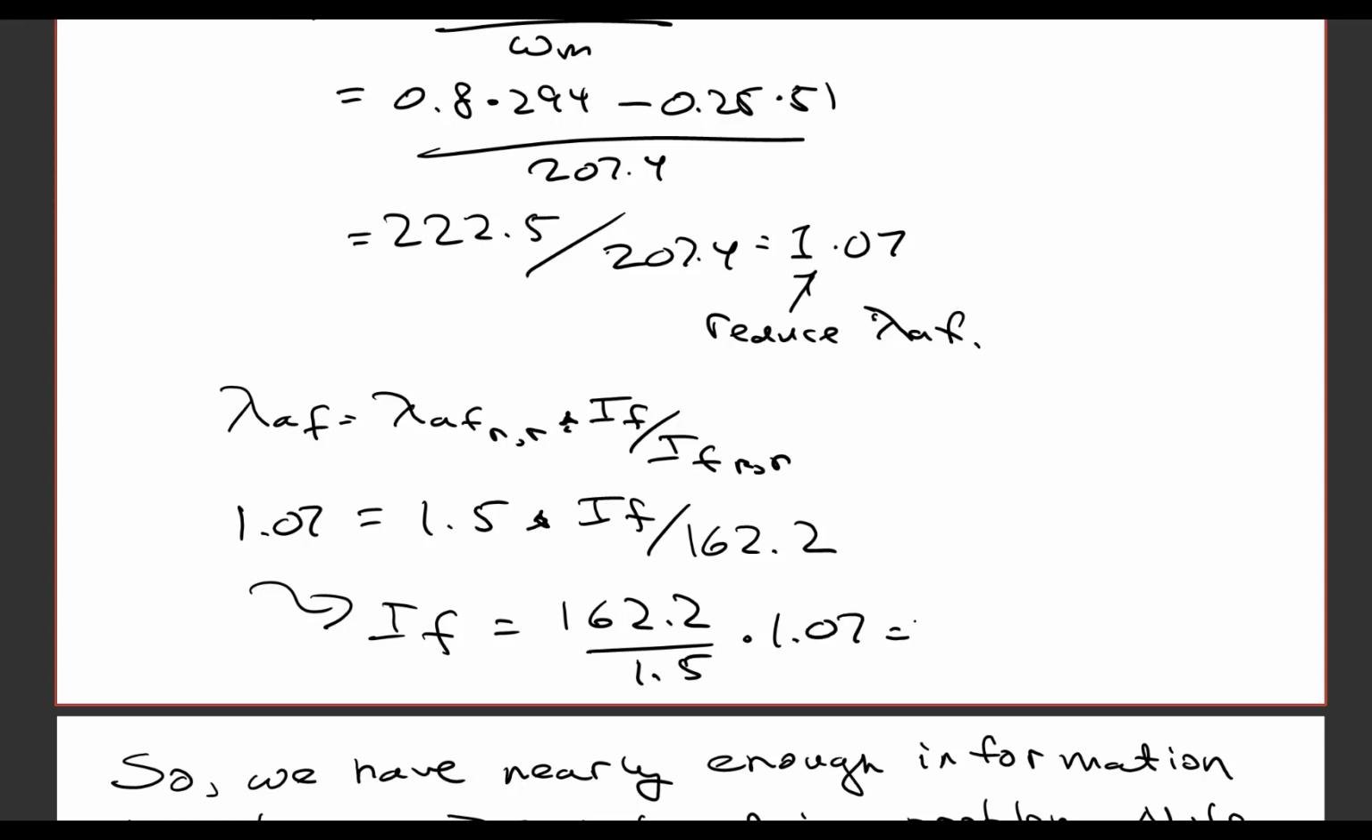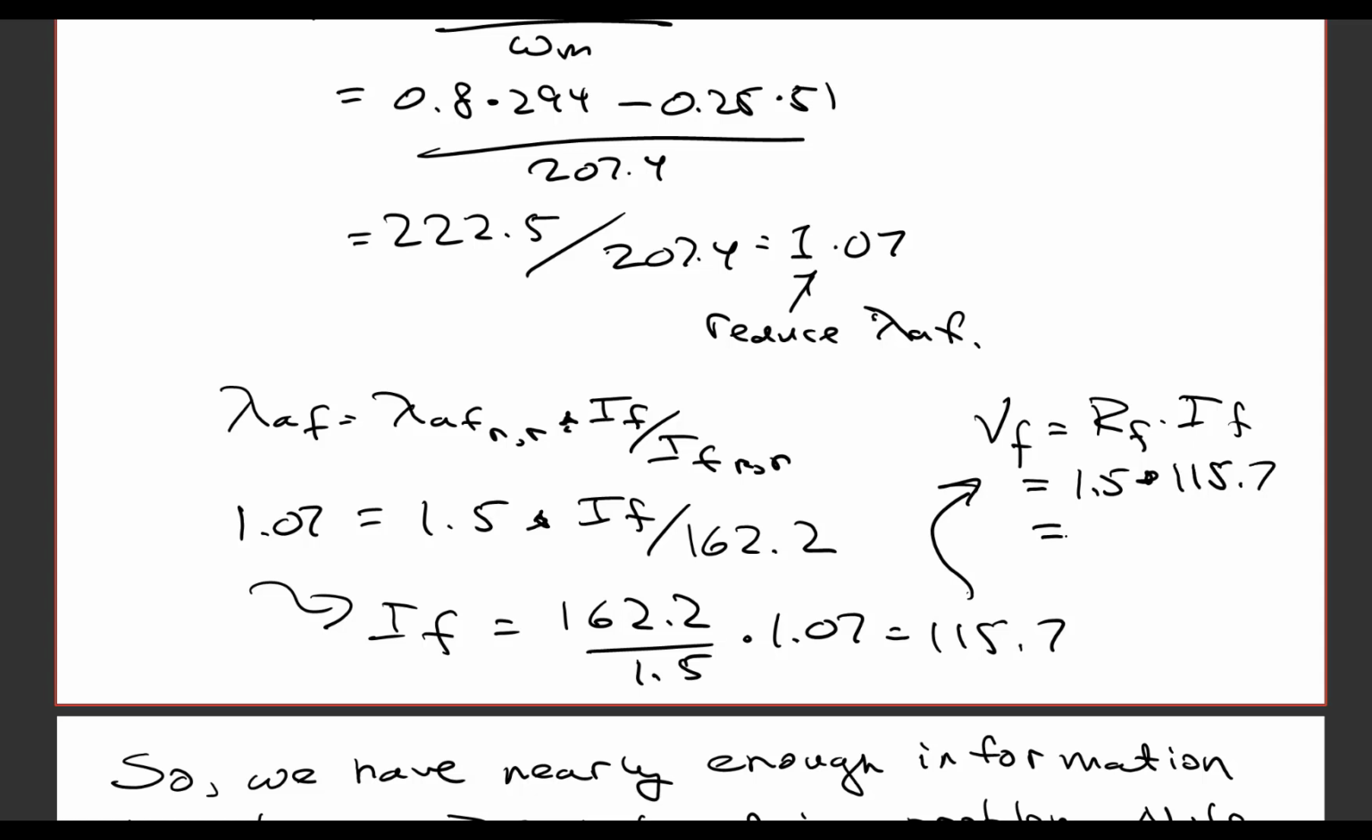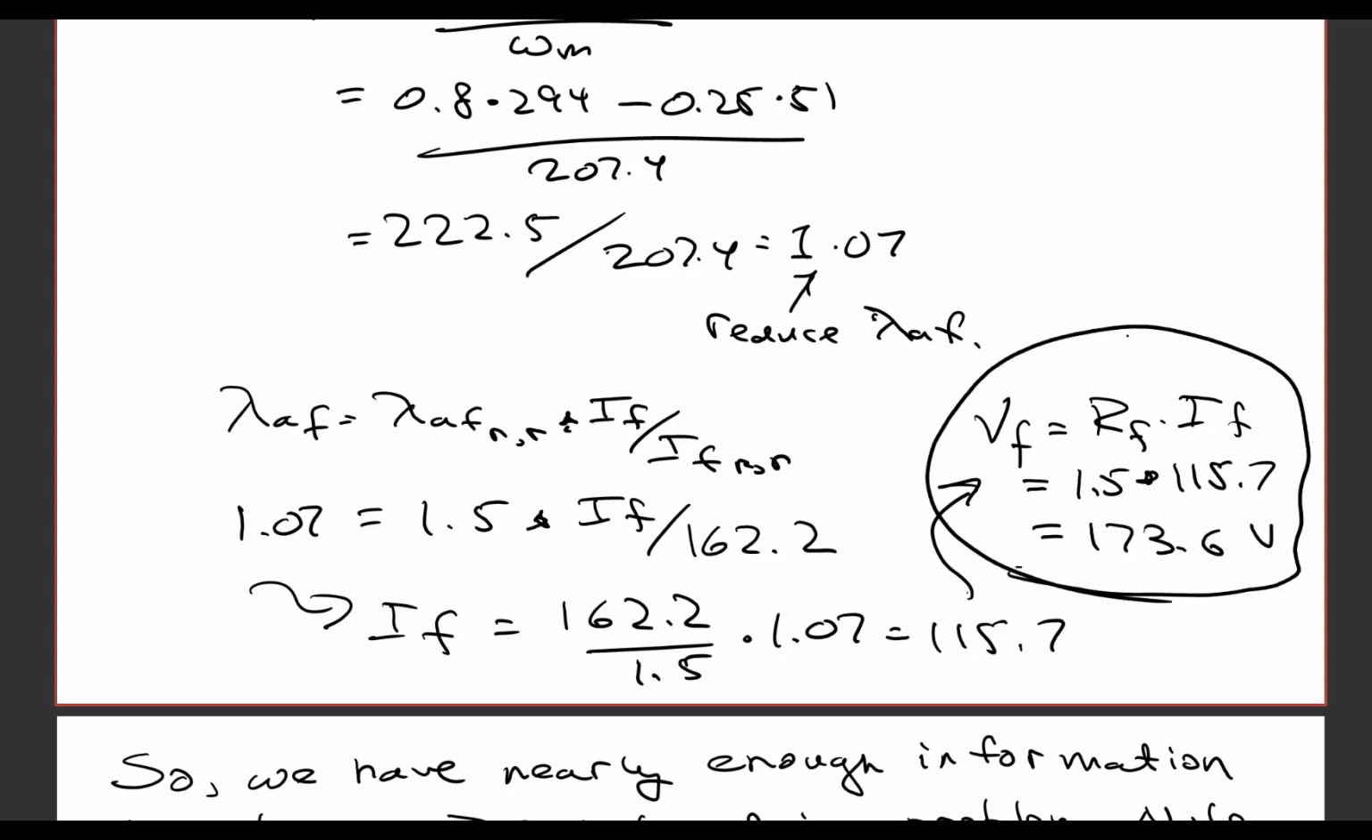Okay, so that is 115.7 amps. Okay, so what's V sub F? V sub F is going to be R sub F, which was 1.5, right? It's R sub F IF. That's going to be 1.5 times 115.7, 173.6 volts. Do you know what we need to do now to get alpha D?